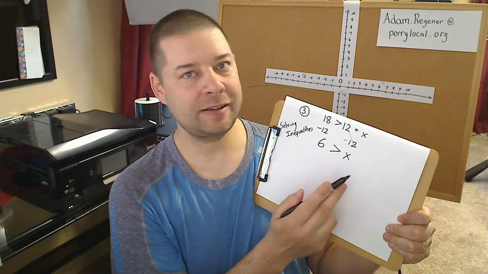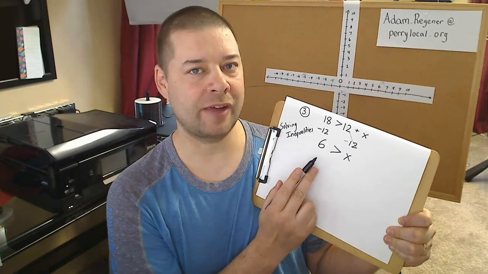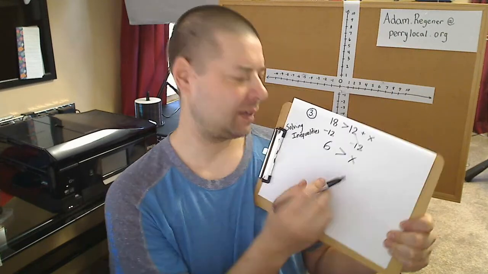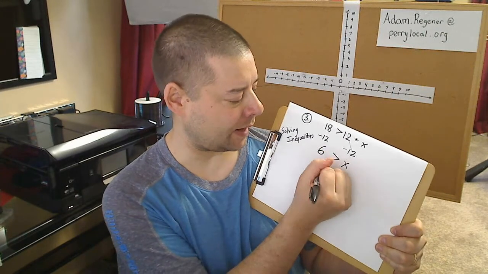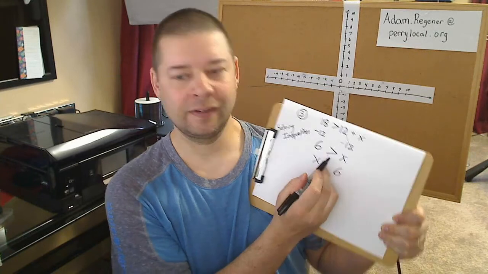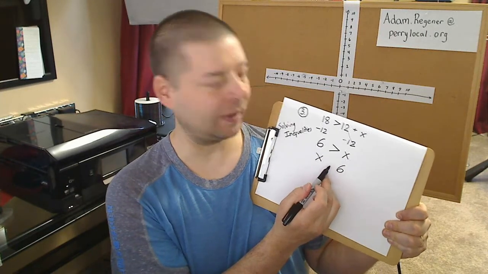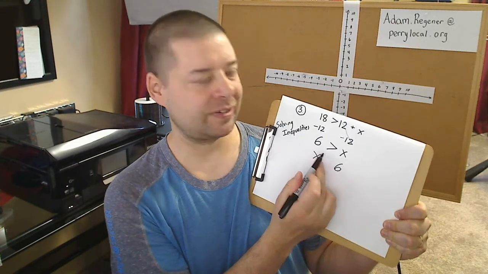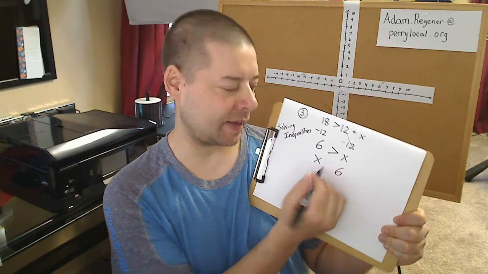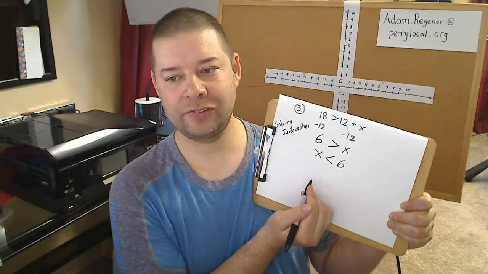Now, I always like to put our variable on the left side. That helps me with my arrow point. All right, so if I switch these around, if I put x over here and 6 over here, that symbol has to switch as well. So it's no longer 6 is greater than x. Now I'm saying x is less than 6.